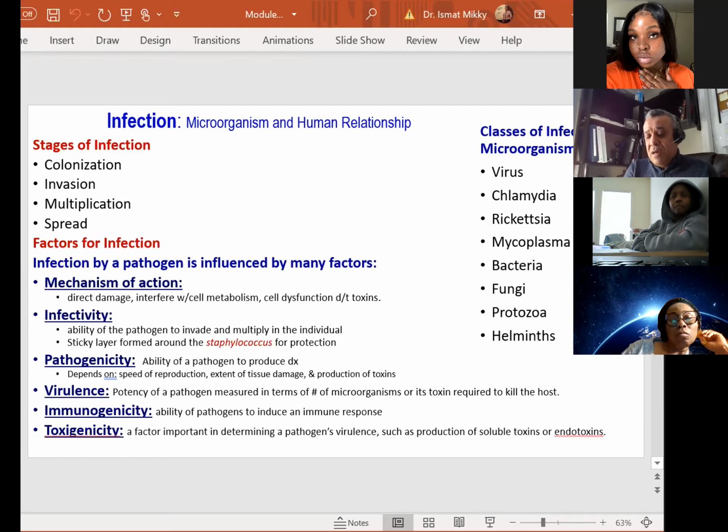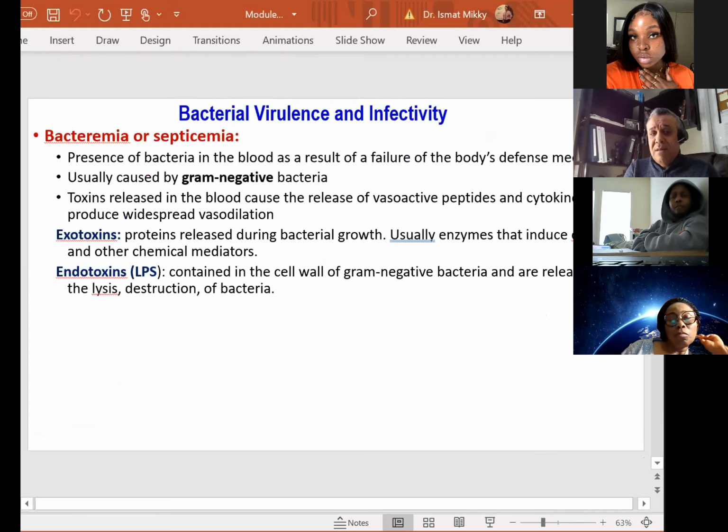Immunogenicity and toxigenicity, all of these are factors that will influence the extent and intensity of the infection. Once the patient develops bacteremia, or septicemia, we say that the patient became septic. Septicemia or bacteremia is when the bacteria or microorganism enters the bloodstream. That will infect the bloodstream, and then the patient becomes septic, or what is called bacteremia.